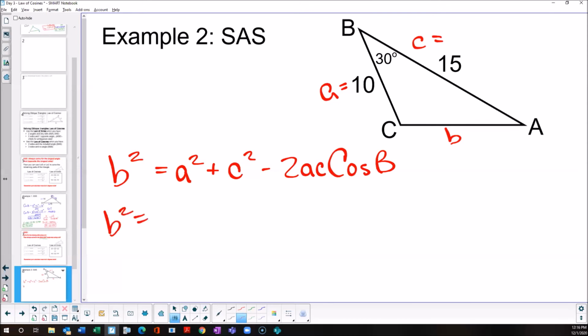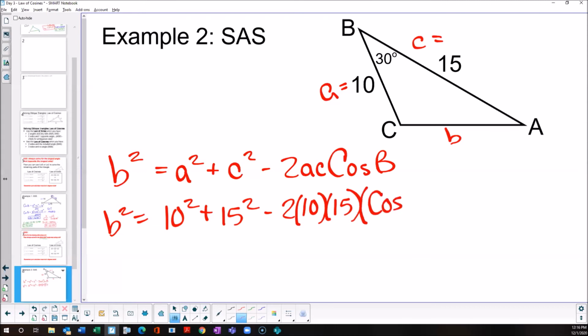So I'm going to go ahead and plug stuff in. So B squared is equal to 10 squared. Okay, so this is where you want to be careful and you want to multiply all that stuff together and make sure it's all subtracted, right? So you can do it all in your calculator, or you can do this part first and then go back and do 10 squared plus 15 squared minus whatever that answer was. Just make sure that you're subtracting all that together. So, all right, let's try it.